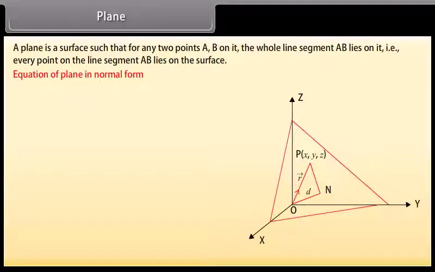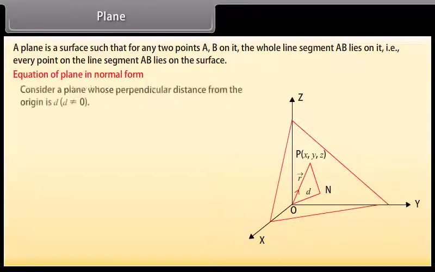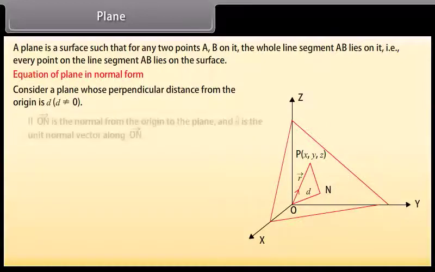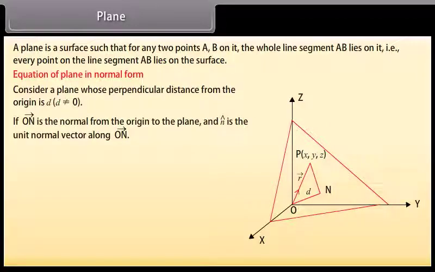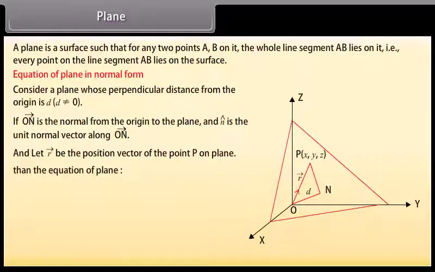Equation of plane in normal form. Consider a plane whose perpendicular distance from the origin is d not equal to 0. If vector ON is the normal from the origin to the plane, and n cap is the unit normal vector along vector ON, and let vector r be the position vector of the point P on the plane, then the equation of the plane is vector r dot the unit vector n equals d.